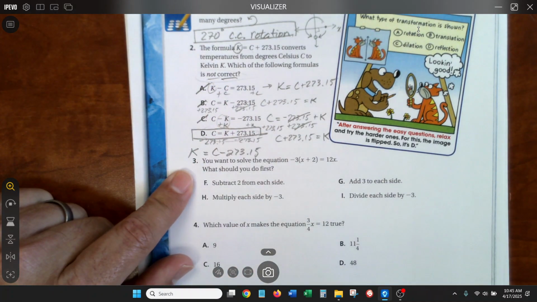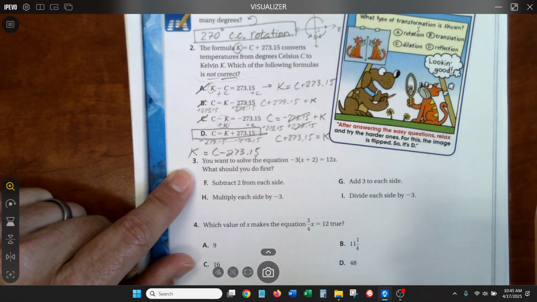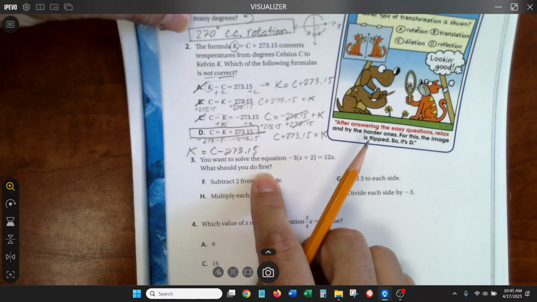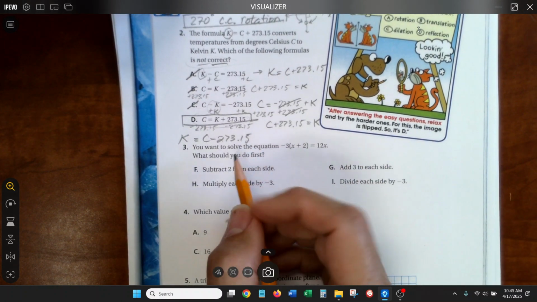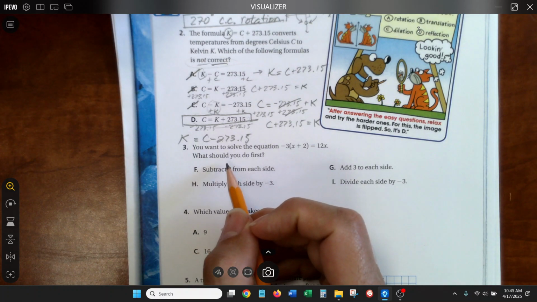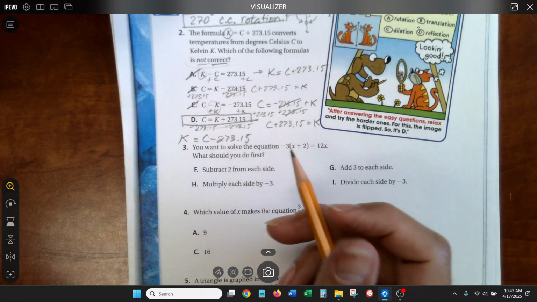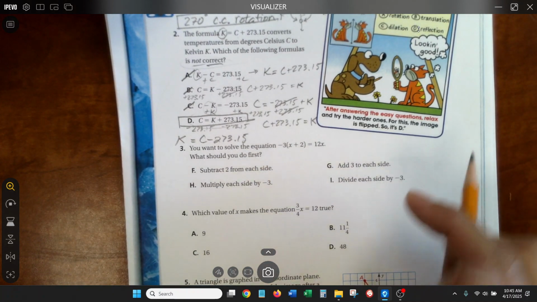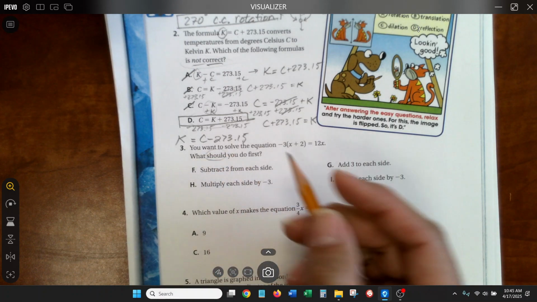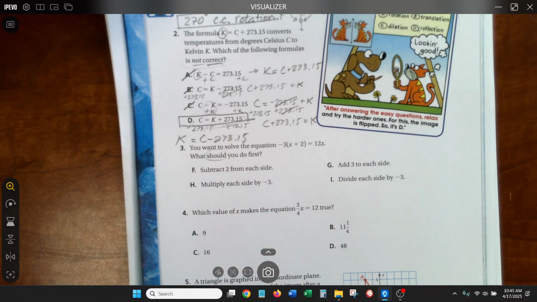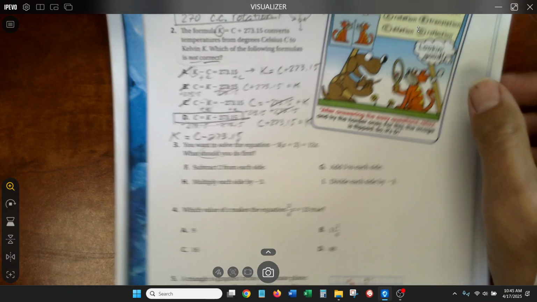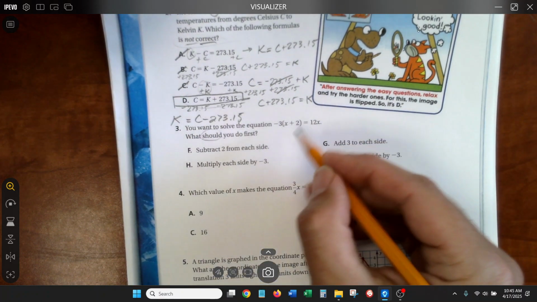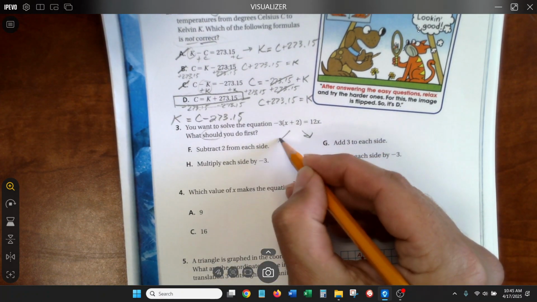Okay, so number 3, you want to solve this equation. What should you do first? Math is amoral. It's not moral. So the "should" is not a moral should. It's more of an elegance question. What is the easiest step to solve this? Because there are really two things you could do to start with.